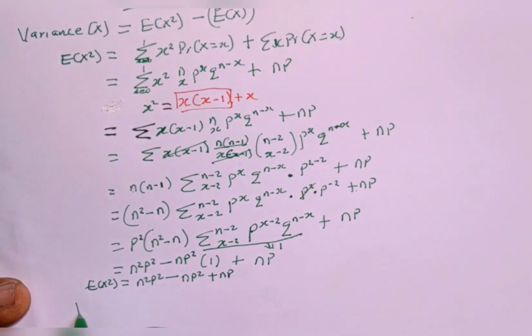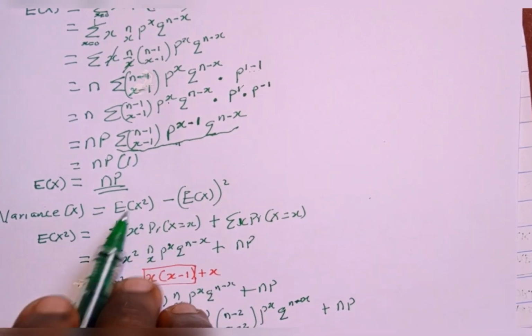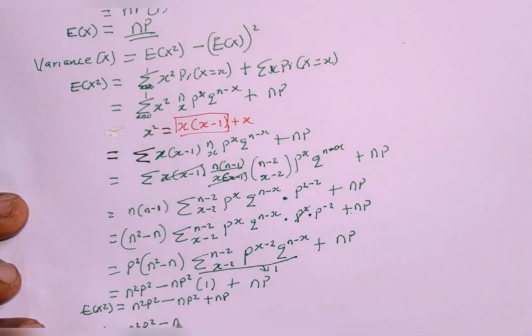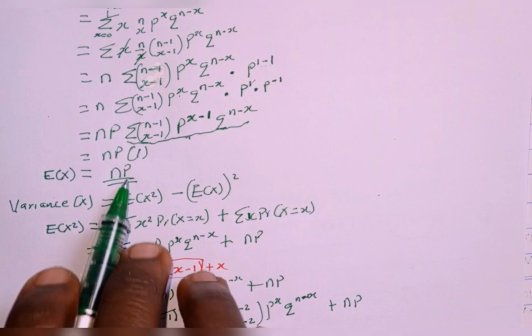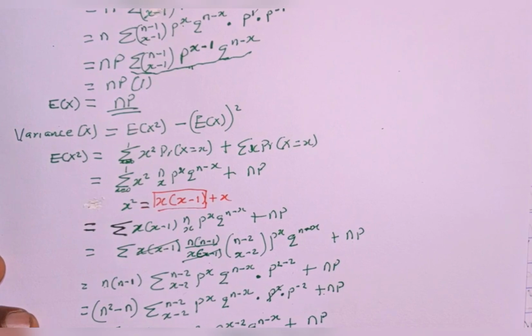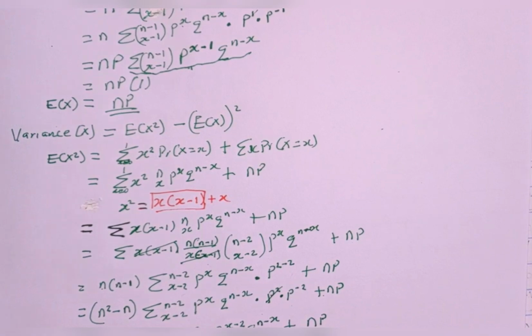So now we recall that the variance of x is the same as what? Expected value of x squared minus expected value of x all squared. So expected value of x squared, which is what? N squared p squared minus np squared plus np, minus expected value of x all squared. And we find expected value of x to be np. So expected value of x to be what? Np. But from the formula, expected value of x is all squared. So since it's all squared, we are going to share the square, n to the power 2, p to the power 2. So we have squared both n and p.